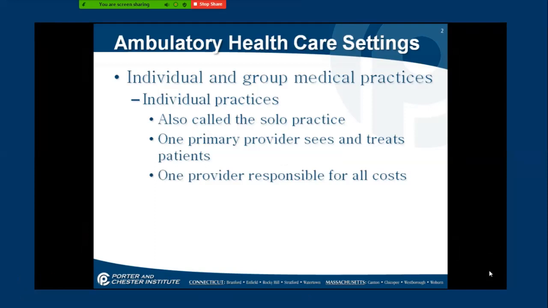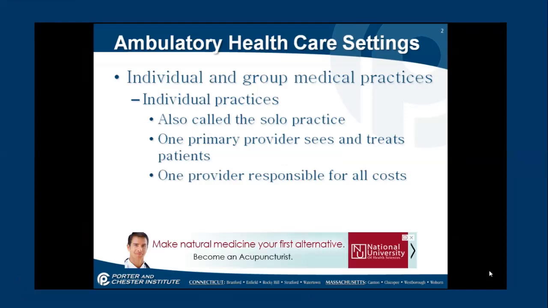Healthcare setting and the healthcare team. Ambulatory care setting. Individual and group medical practices. The individual practice, also called your solo practitioner. One primary care physician sees and treats patients. One provider is responsible for all the costs.